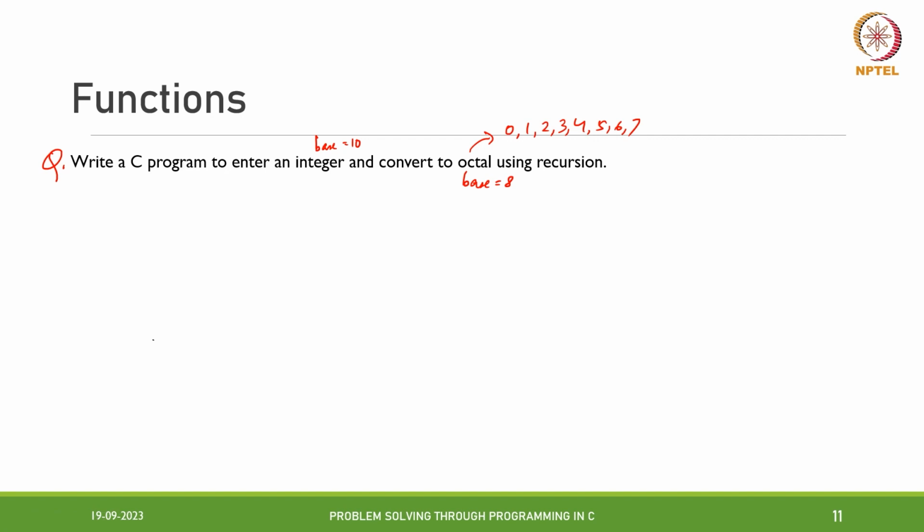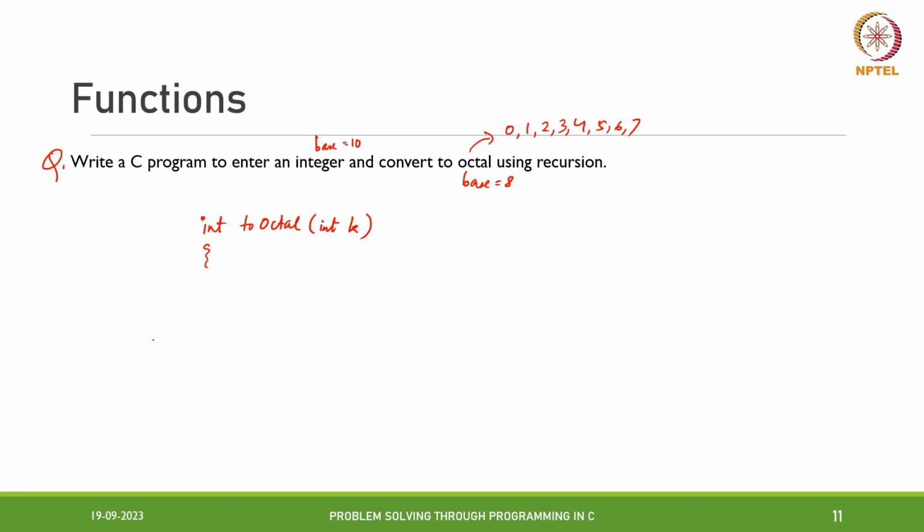So how do we usually do this? Any clues? Division by 8 and getting the remainder. Exactly. Until it becomes 0. Exactly. So until it becomes 0, that is important. So let's say I'll define to_octal, and it takes some integer, say k.